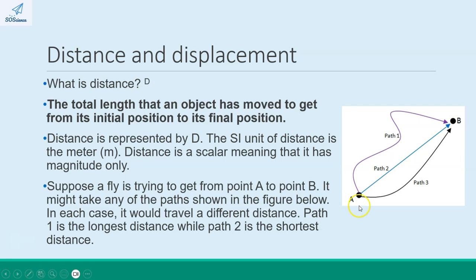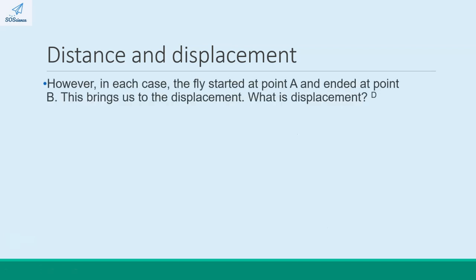So suppose a fly is trying to get from point A to point B. Now, it might take path 1, path 2, or path 3. The distances are very different. So path 1 represents the longest distance that the fly took to get from point A to point B, and path 2 is the shortest distance that the fly took to get from point A to point B.